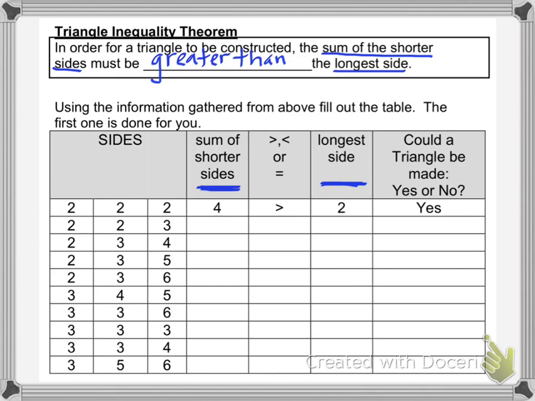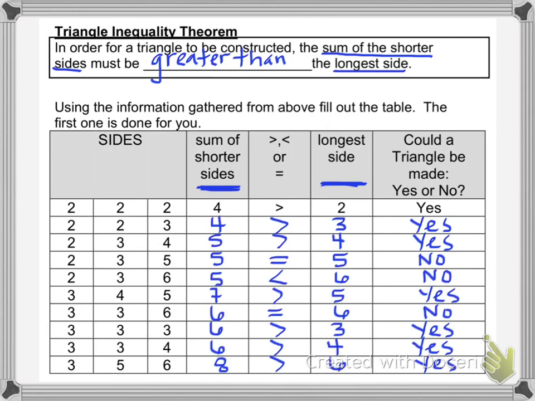If you want to do one with me, we can do one together first. So let's look at this second example. The two shortest sides are the 2 and the 2. So I'm going to add those together. I get 4. The longest side that I didn't use is 3. Because 4 is greater than 3, yes, it makes a triangle. So that's what you're going to be doing on each one.